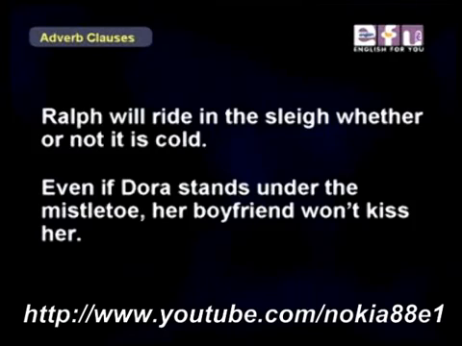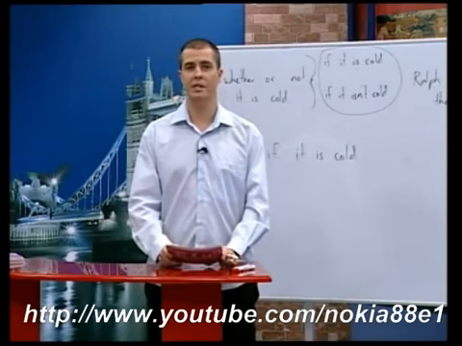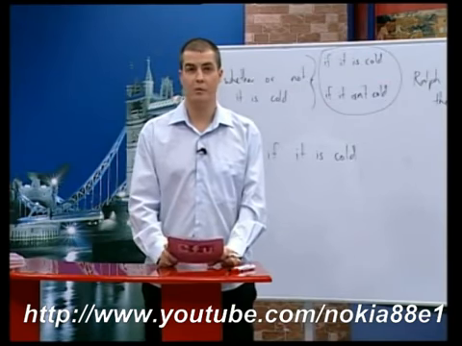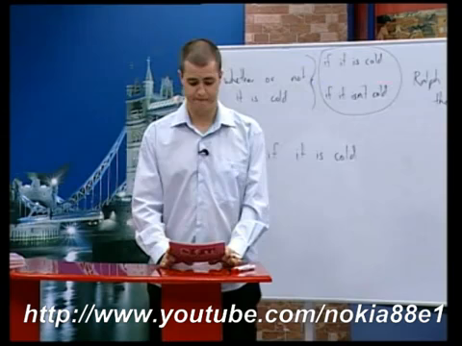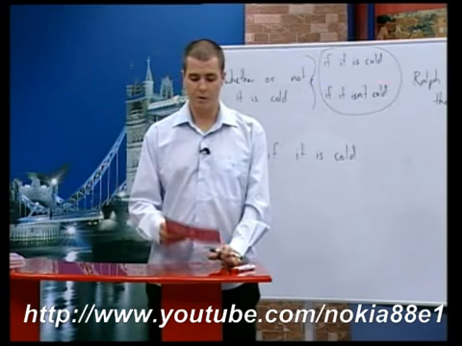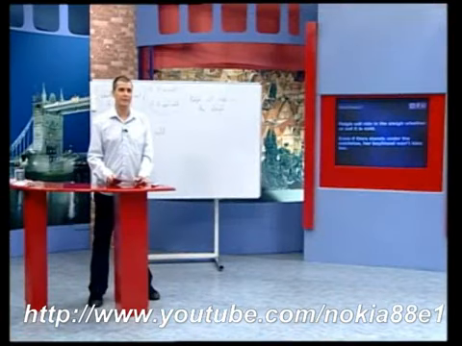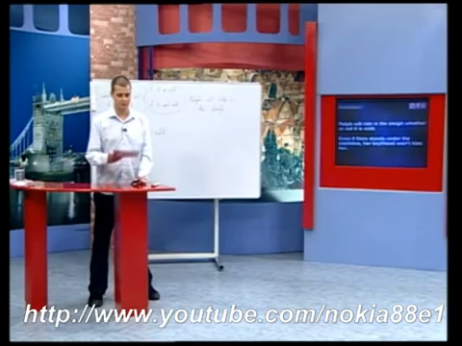Okay, in the second sentence, Dora's boyfriend won't kiss her anywhere. Not under the mistletoe or anywhere else. It doesn't matter if she is standing under the mistletoe, her boyfriend will not kiss her. Let's look at another adverb clause of condition before we practice. Please have a look at these sentences.